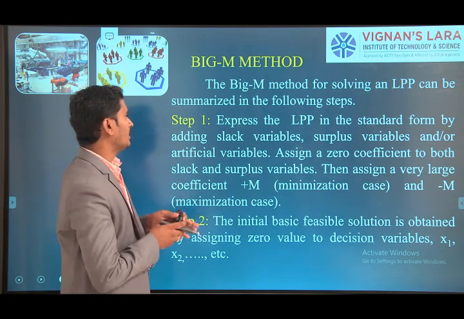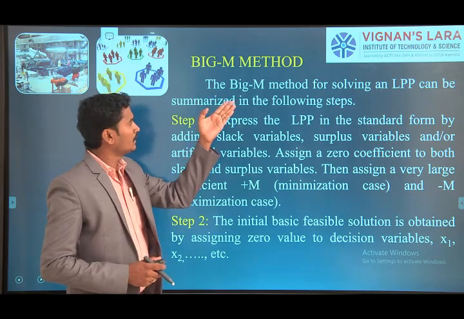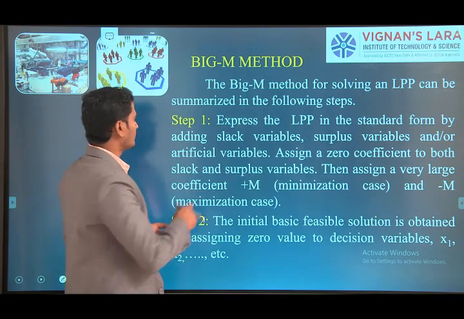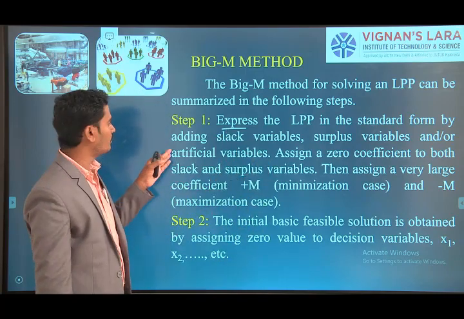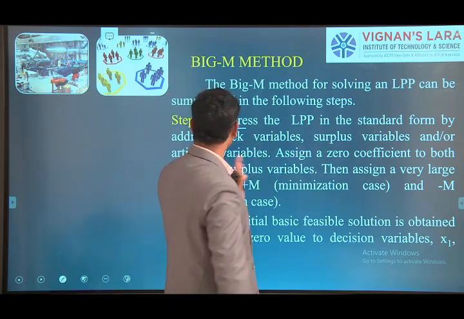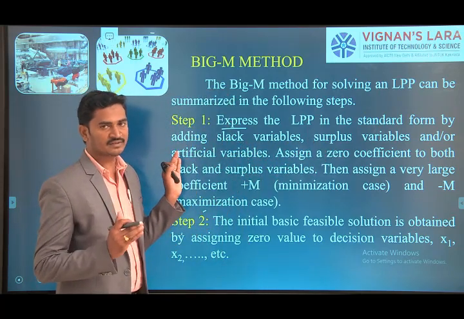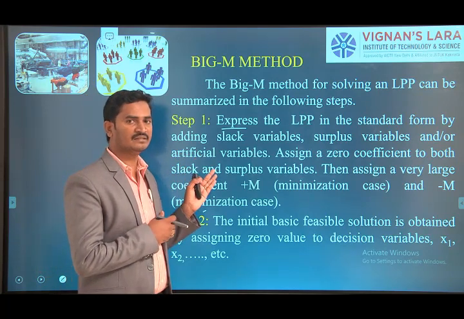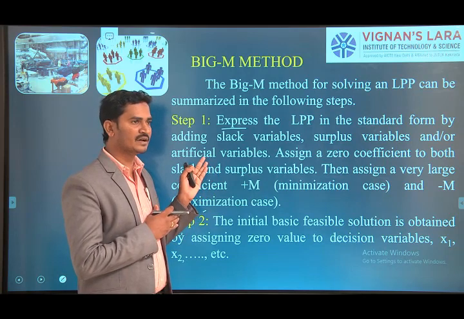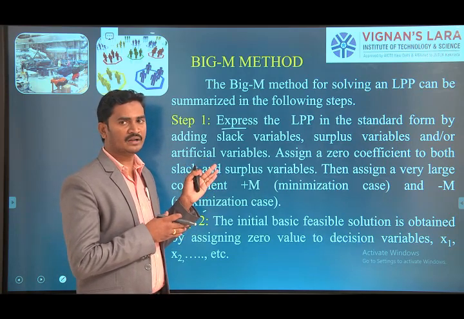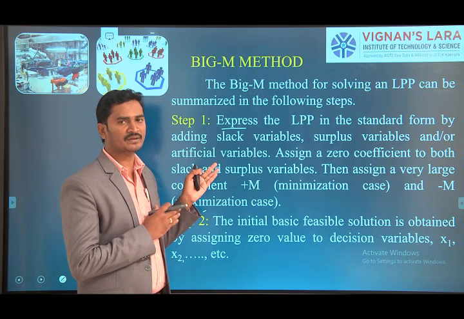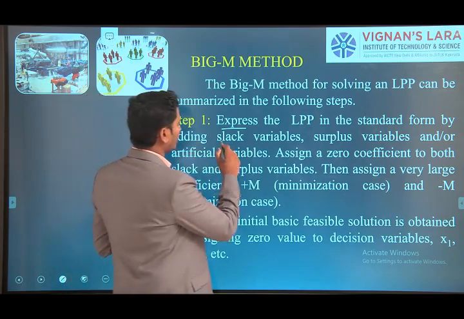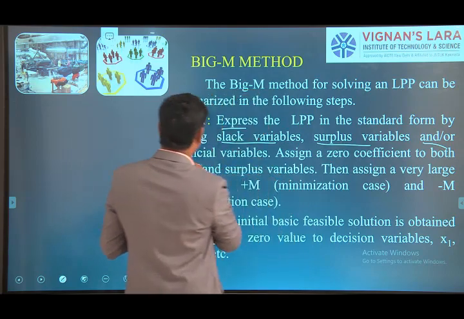Coming to the solution, when we are solving by the big M method in the LPP, by applying the following steps. First, express the LPP in standard form by adding the slack variable, surplus variable, and artificial variable. In previous cases we added only slack variables. But in this case, if the constraint is greater than or equal to type, we convert that inequality into equality by adding the surplus and artificial variables.